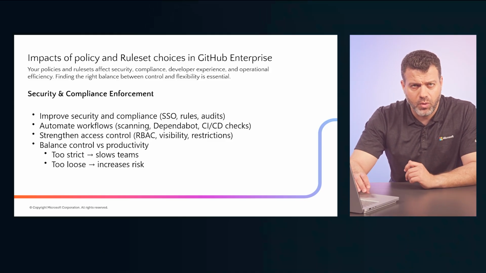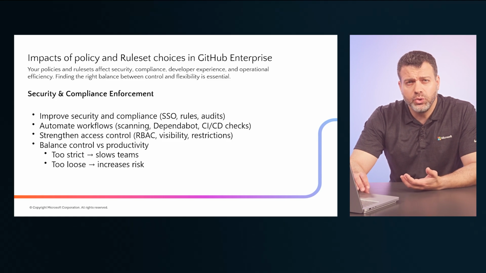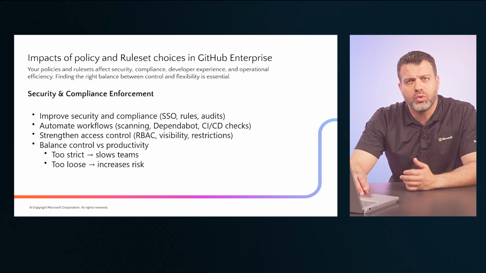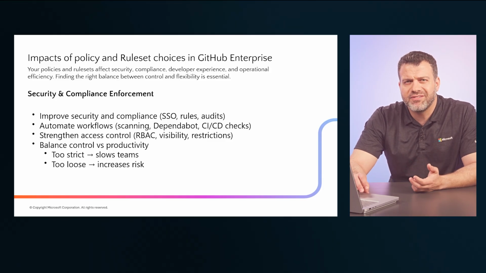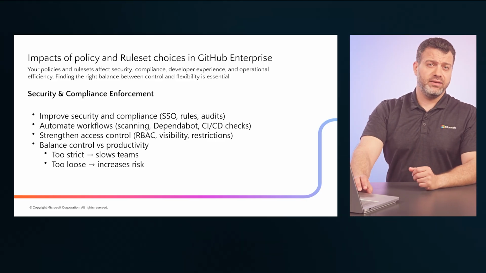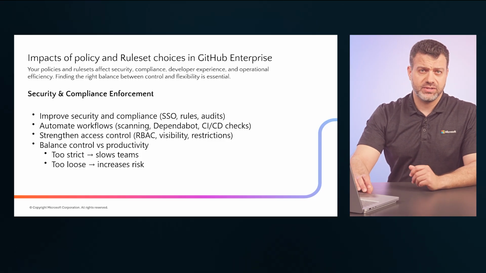ISO 27001. For automation and efficiency, tools like code scanning, secret scanning, and Dependabot take manual work off your team. So instead of manually checking dependencies, Dependabot opens a pull request automatically. So security becomes part of your workflow, not an extra task.